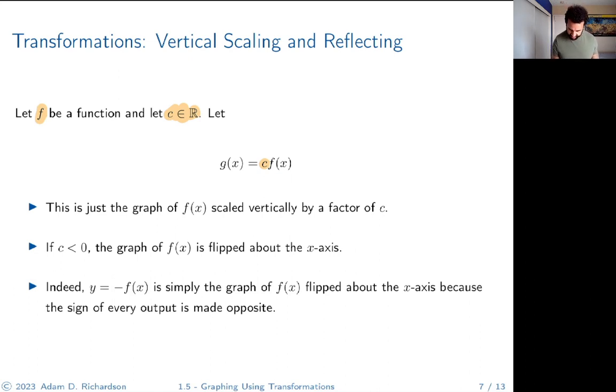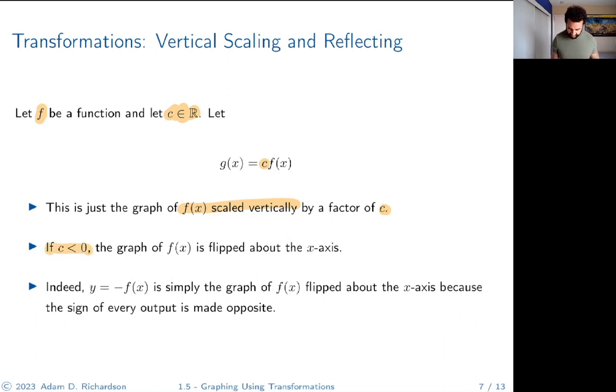So once again, remember that this symbol f of x, that's the output of a function. So that's like the height, you could say, of the function. And we're going to take that height and multiply it by some number c. Okay, so what does this do? Well, if I have something that has a certain height and then I multiply it by c, it's going to scale that value by whatever the value of c is, right? So this is just a vertical scaling by a factor of c.